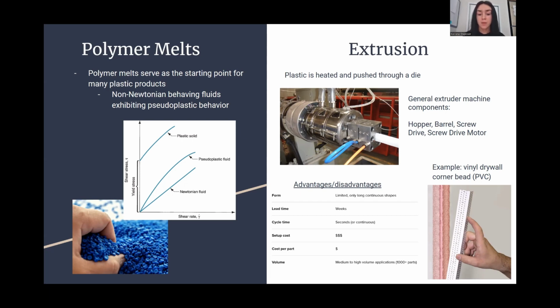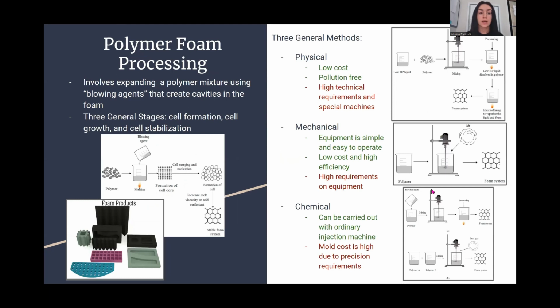However, the cycle time is short since again, we have a high volume process. So that means that the cost per part is also going to be low. However, due to the machine cost, the initial setup is quite expensive. So now moving on to our next process.